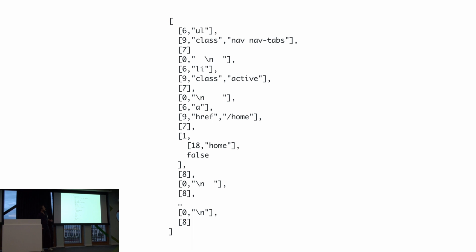It's actually pretty simple. So our first opcode is 6 and UL, and I think 6 is probably open element. And then the second one is 9 class, nav tabs. 9 is probably attribute, and then class is the attribute name, and then the third thing in the array is the value for the attribute. And then we have opcodes for everything that we had in the template previously. And this is called the Glimmer VM wire format.